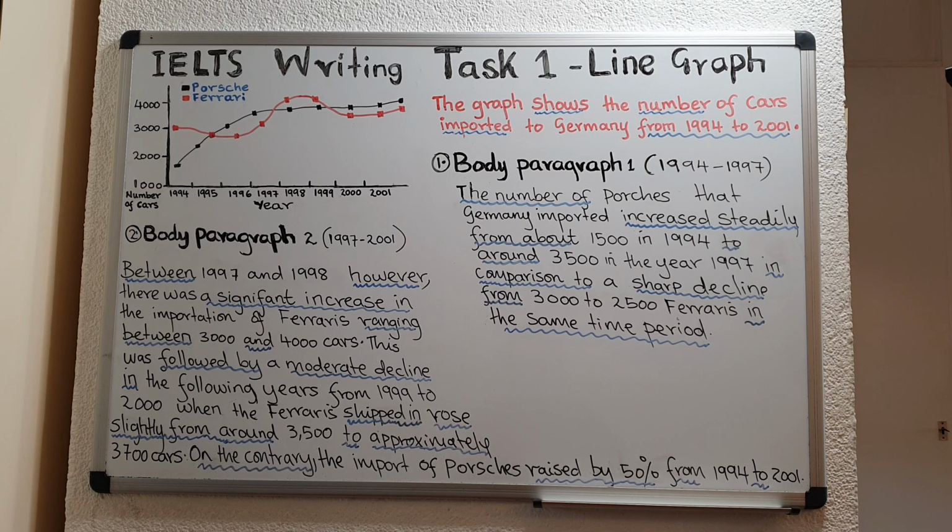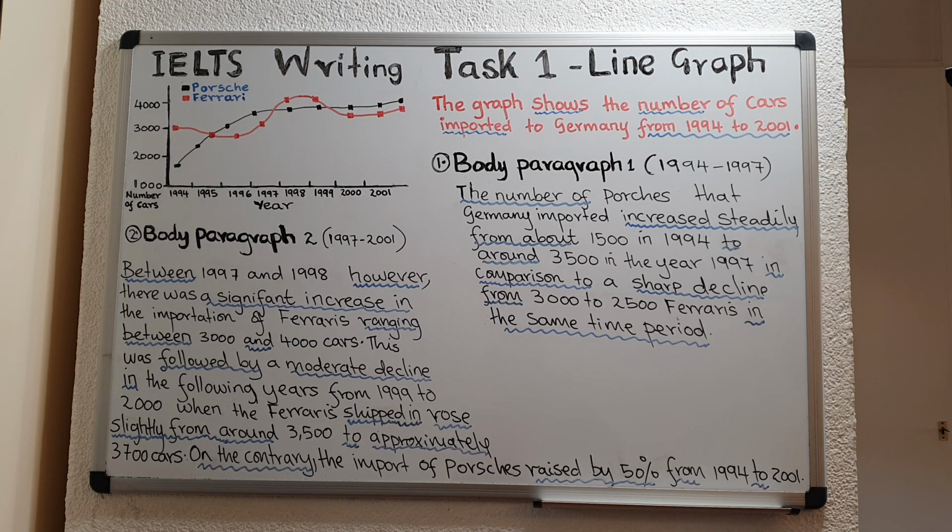Between 1997 and 1998, however, there was a significant increase in the importation of Ferraris, ranging between 3,000 and 400 cars. Now, you notice that in the previous paragraph, I began with the number of Porsches. But in the second body paragraph, I'm now beginning with the years. So you can switch it around.